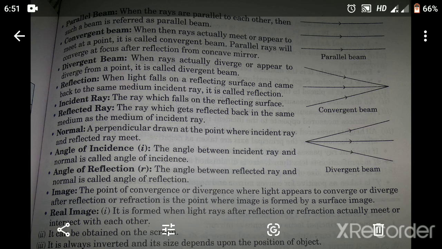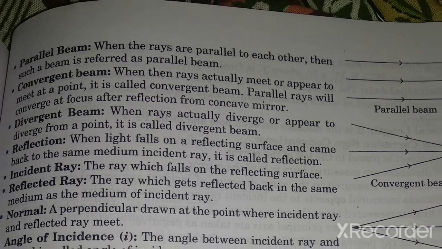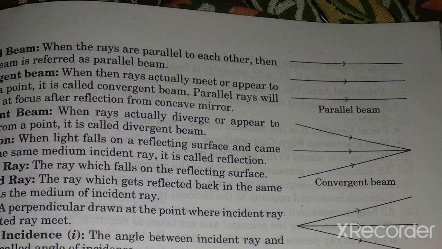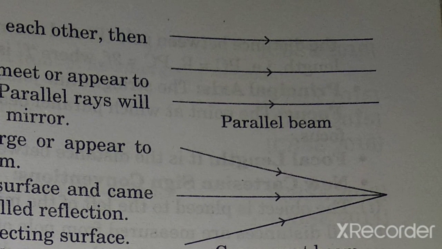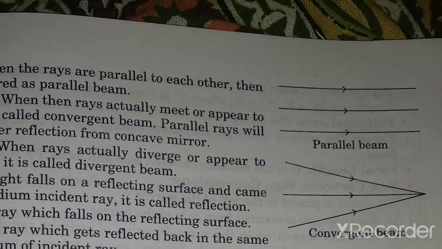Now again we have to understand the second term, and this is parallel beam. When the rays are parallel to each other, then such a beam is referred to as a parallel beam. You can see the definition over here, and you can see the diagram of how it is shown. It is shown by making straight lines parallel to each other, and the direction of the rays is shown by the arrows. And you can see that these rays are not intersecting each other. That is why these are known as parallel beam. Beam is the bundle of photons.